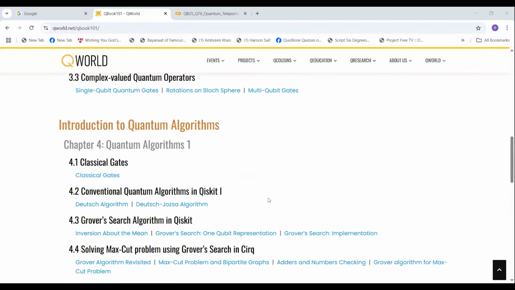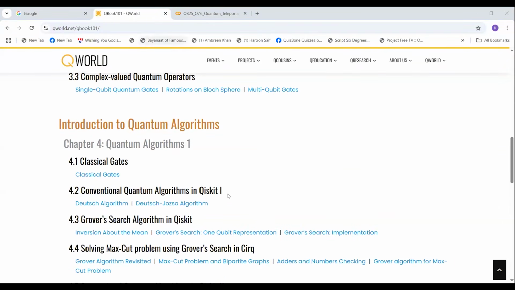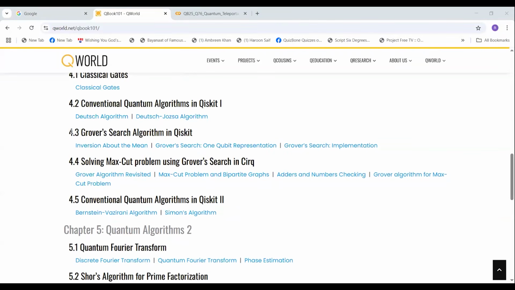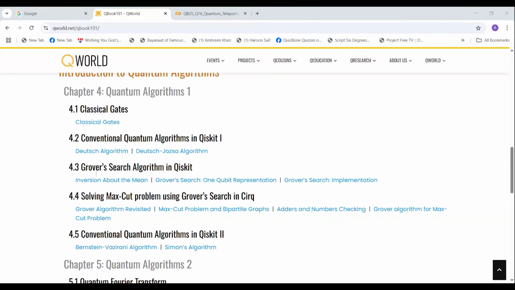Okay, so here on this link, QBook 101, which is available on QWorld's website, this is chapter 4, 4.3, the Grover search algorithm in Qiskit, which essentially starts talking about the inversion about mean, then it moves on towards the Grover search 1-qubit representation and its implementation.